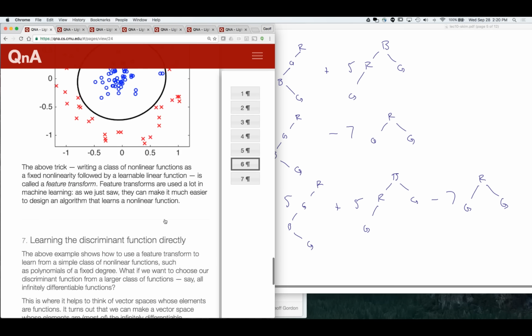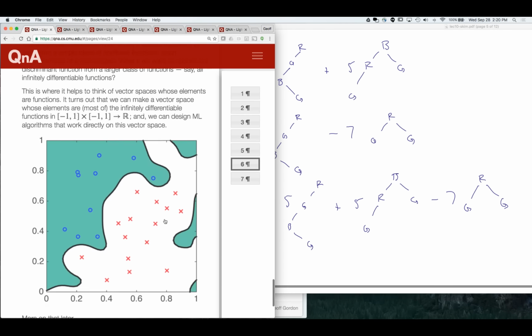All right. And so the next set of lecture notes is about learning the discriminant function directly. The discriminant function no longer has an interpretation as a simple list of real parameters. It is itself just a function, which is an element of a vector space of functions. And so let's move on to that next set of lecture notes.